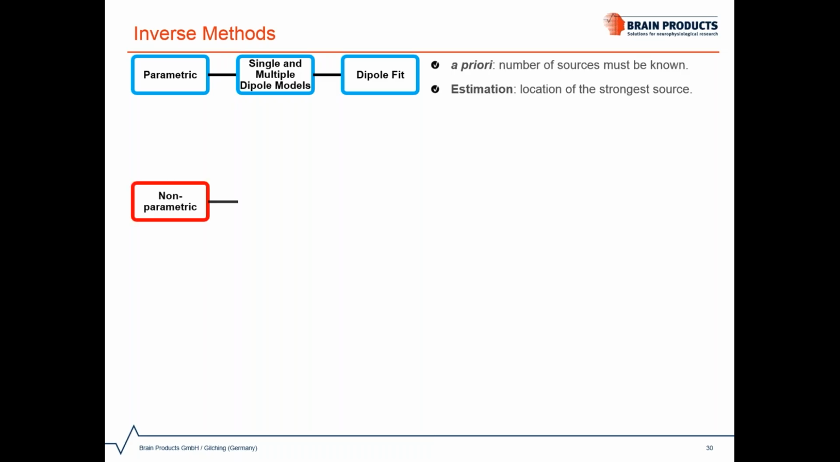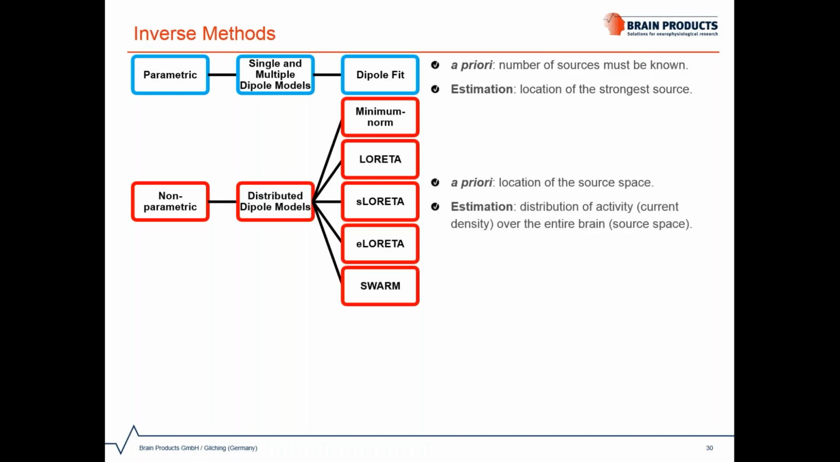The second category is known as the non-parametric approach. It is based on distributed source models. Minimum norm, LORETA, S-LORETA, SLORETA, and SWARM are among some of the algorithms that are grouped under the category of non-parametric approach. Unlike the parametric approach, here you don't need a priori information about the number of sources, but rather you determine the location of the source space.